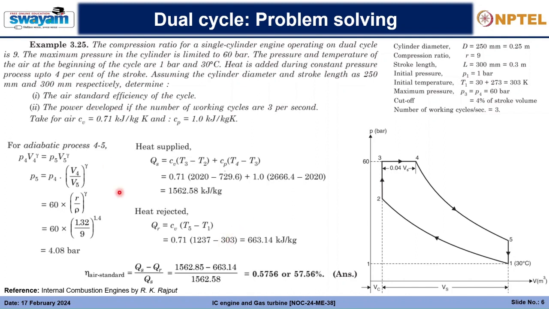If we follow this strategy, we will find all the salient properties at all the points, like 1, 2, 3, 4, and 5. Eventually we will calculate the heat supplied by constant volume heat addition and constant pressure heat addition, and we will find the heat rejected at constant volume. After that we can directly find the air standard efficiency with this particular formula.